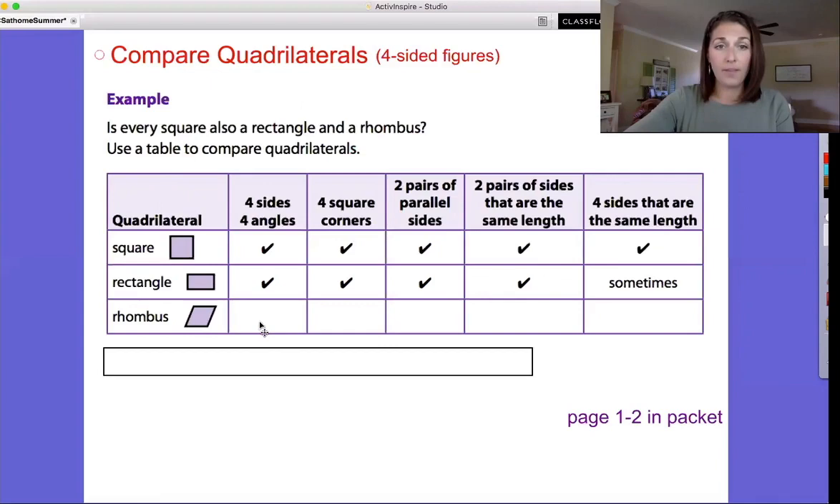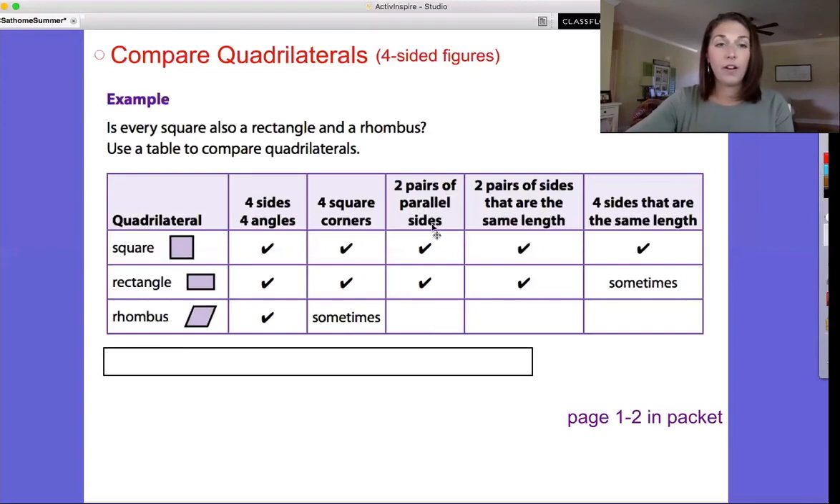Let's look at a rhombus. 4 sides and 4 angles. I see 4 sides, and in this rhombus, I see 4 angles. Now, in this rhombus, are my 4 angles right angles or squares in the corners? No. But the definition of a rhombus doesn't really specify that. So it is possible that you could have those square corners in a rhombus.